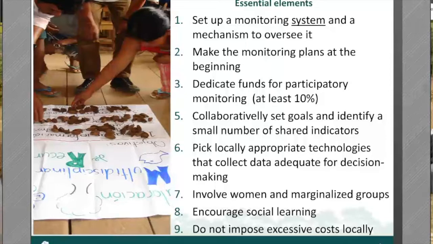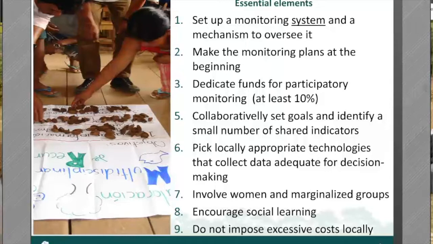You can go to a country and probably forget about the very global layer, but you need to really think deeply on how to connect the local and the national, and a mechanism to oversee it. Who's going to be responsible to really make sure that the system is functioning?